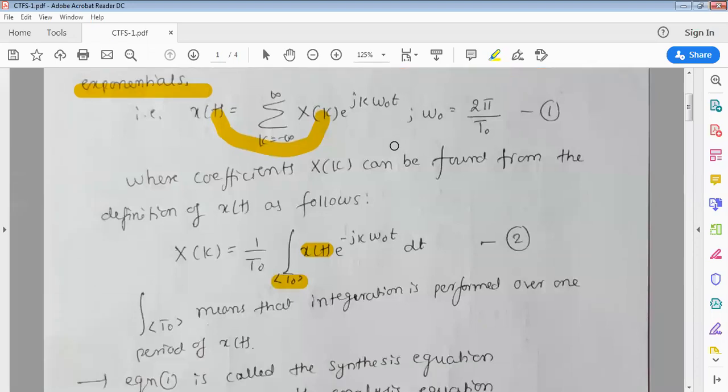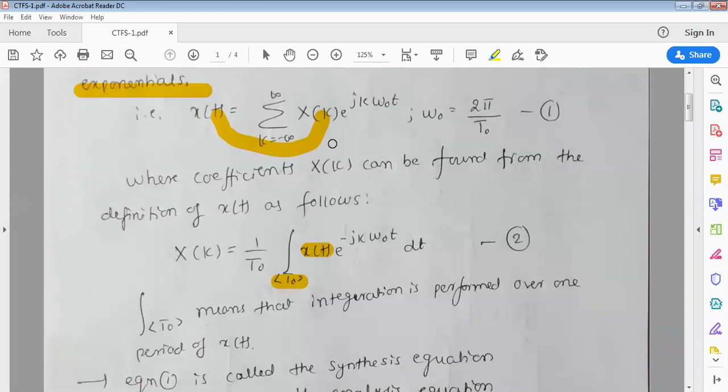Any doubt till now? Yeah, Sahana, tell, any doubt? Are you able to follow?